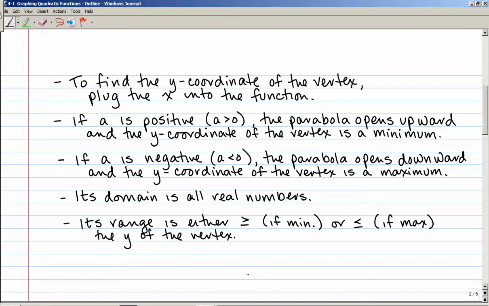So, if the vertex is a minimum, it's going to look like this. This is if a is positive, the vertex is a minimum, and the range is going to be y is greater than or equal to whatever the y-coordinate of this vertex is. If a is a negative number, your parabola is going to look like this. The vertex is going to be a maximum, and the range is going to be y is less than or equal to whatever the y-coordinate of this point is.